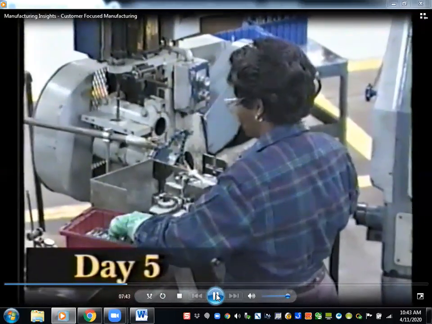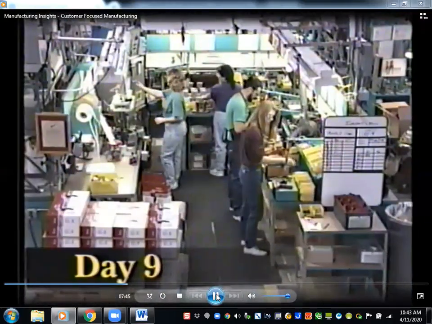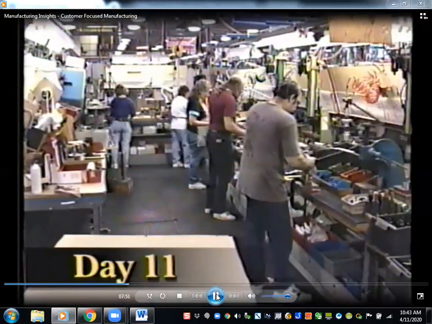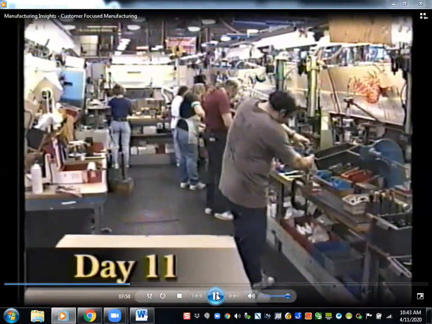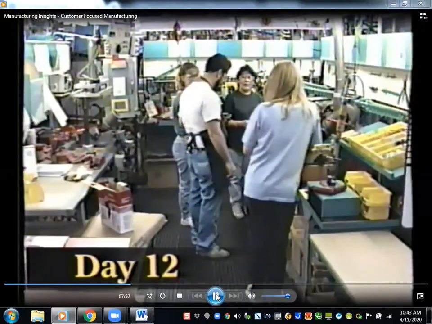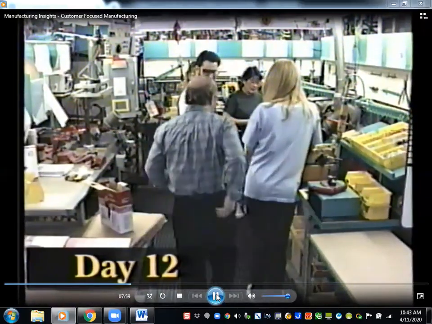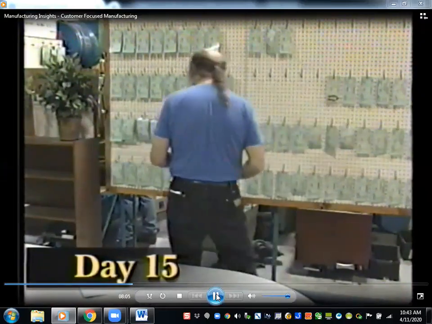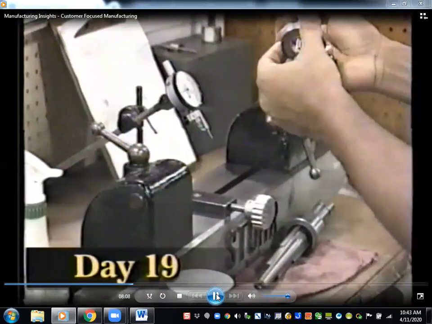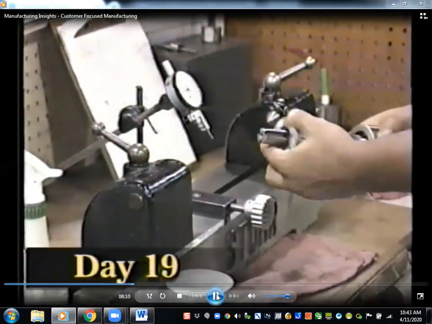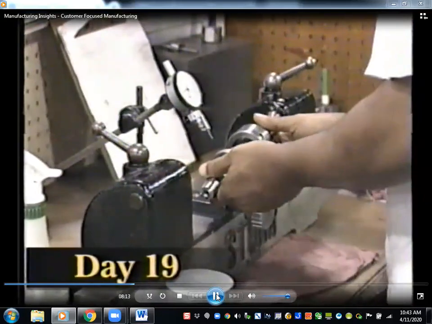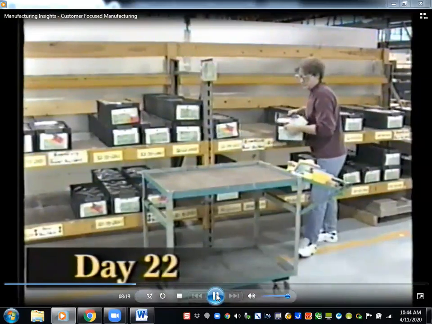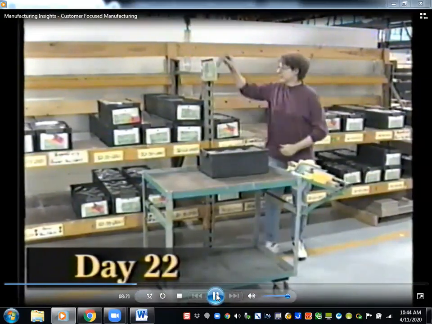Day 5, determine equipment needs. Day 9, determine staffing requirements. Day 11, determine the physical layout of equipment, benches, and material. Day 12, conduct orientation and begin training of key cell members. Day 15, develop the Kanban or pull system of inventory control. Day 19, determine requirements for additional equipment, such as tooling, fixtures, and material handling devices. Day 22, develop the pull mechanisms under which the Kanban system will operate.